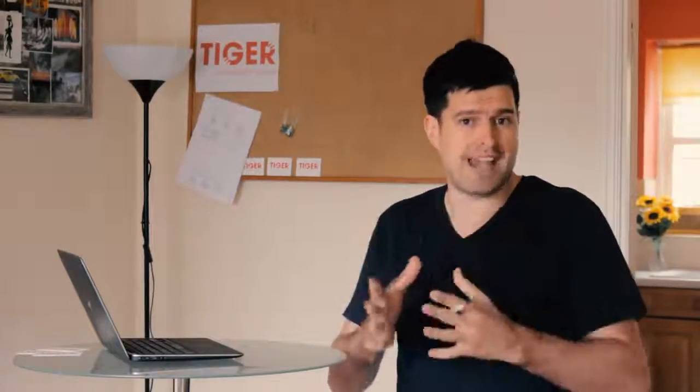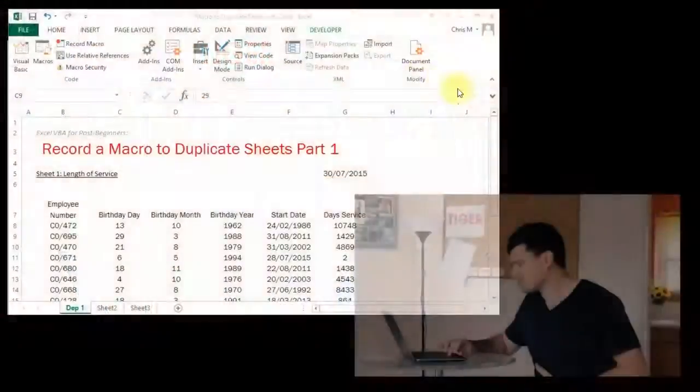We're going to take a typical everyday task, duplicating a sheet, so creating a copy of a sheet. We're going to record a macro, have a look at what the code looks like, and then work out how to trigger that macro so that we can duplicate the sheet at the click of a button. That's the idea. Let's get into the spreadsheet.